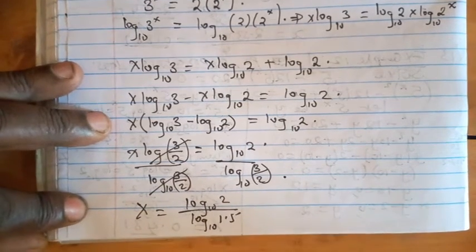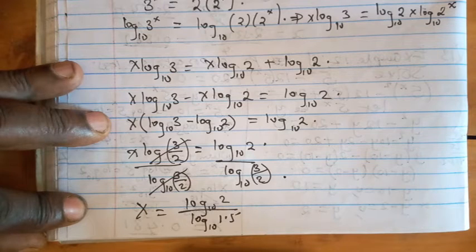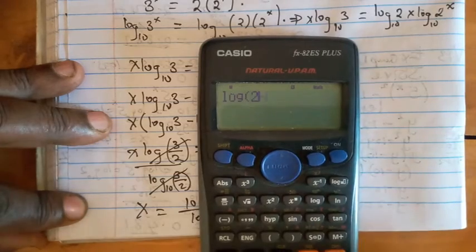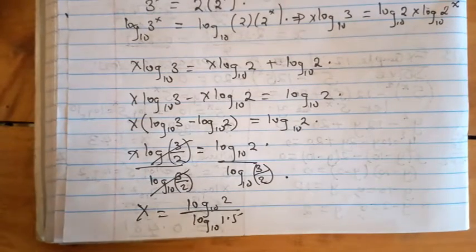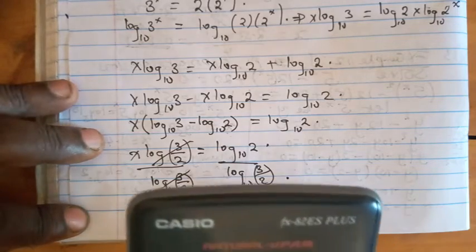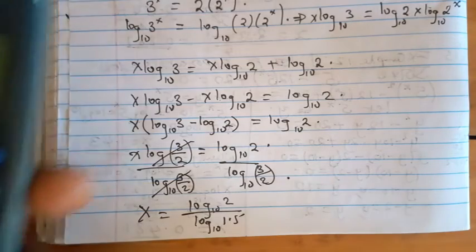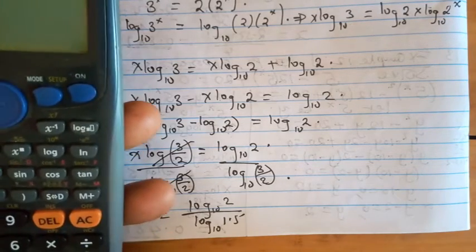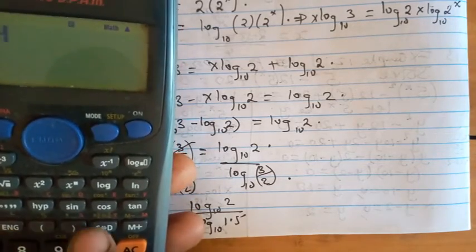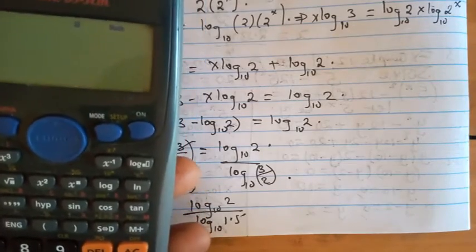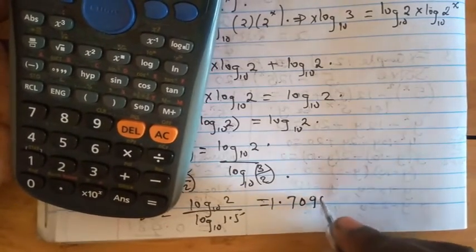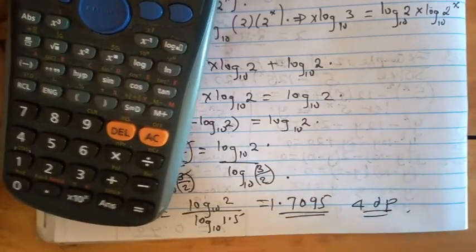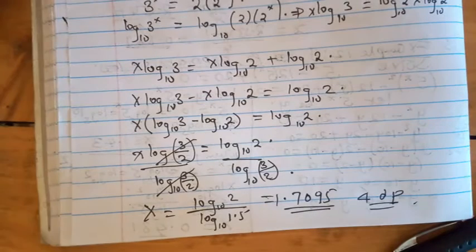And this is now the calculator work: log 2 divided by log 1.5, where 3 over 2 is 1.5 of course. Log of 2, divided by log of 1.5, close that, you get 1.7095, of course to 4 decimal places. 1.7095.